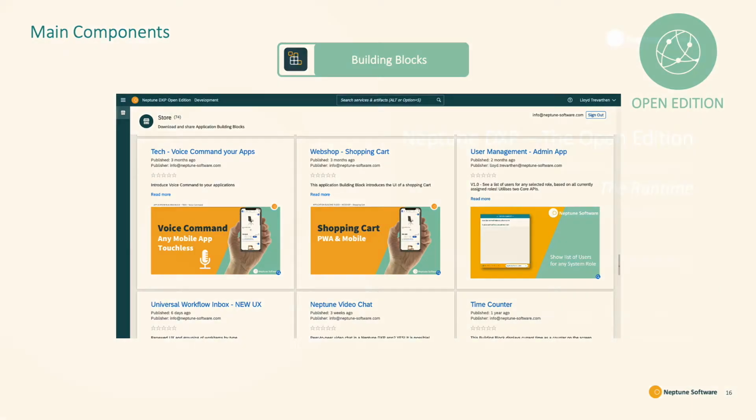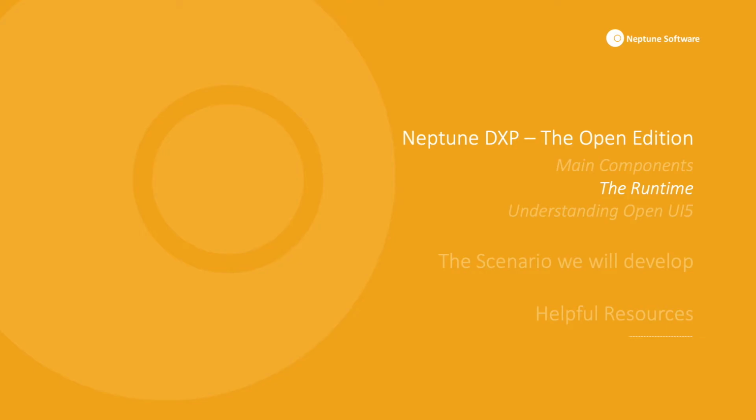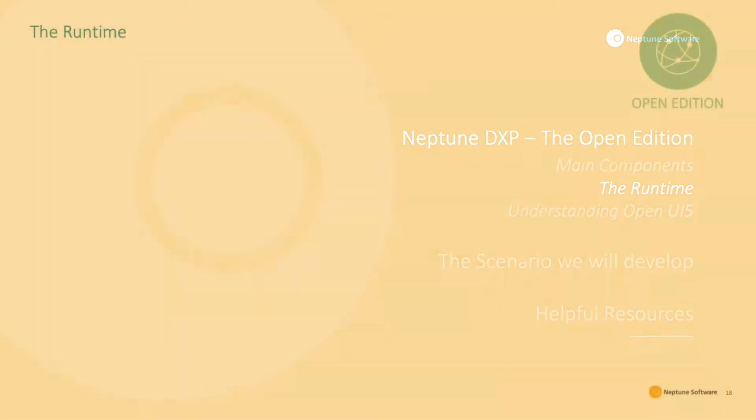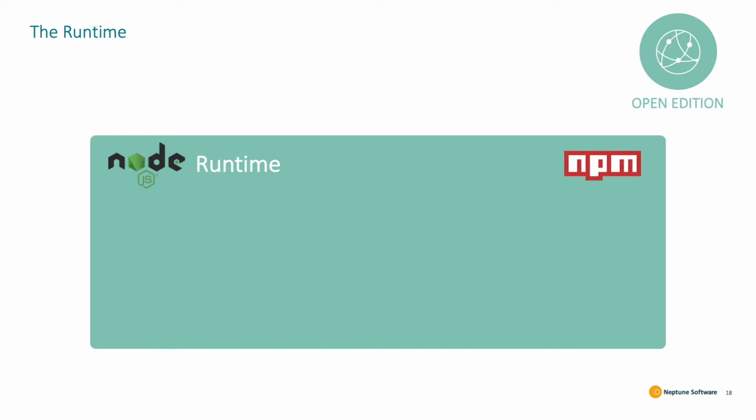Now let's have a look at the runtime. And by runtime, I mean the elements that form the environment that run the product. First, it's important to note that the entire platform is a Node.js runtime. Node.js is an open source, cross-platform, back-end JavaScript runtime environment. Because of this, the platform can benefit from npm packages. npm is an online repository for open source Node.js projects and libraries.